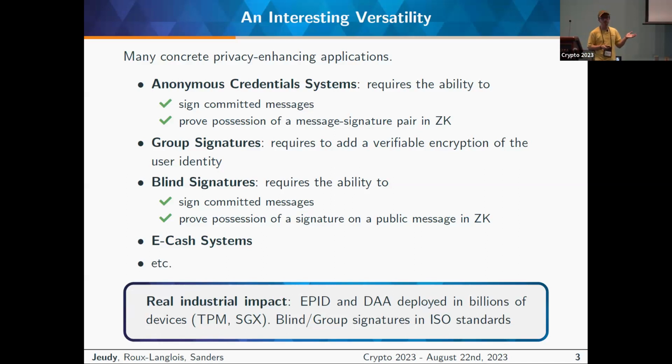which can be designed from SCP schemes and that are currently deployed in billions of devices like trusted platform modules, SGX enclaves, and so on. So having those systems run smoothly needs very efficient EPID and DAA, which in turn mean we need very efficient SCP schemes. So the next question is, do we know how to construct SCPs and are they efficient?